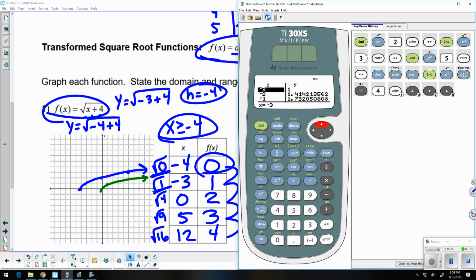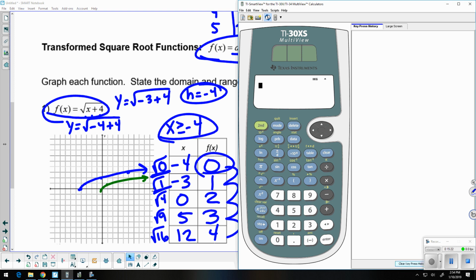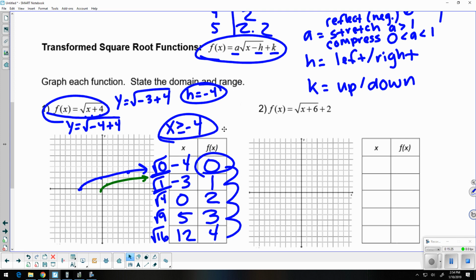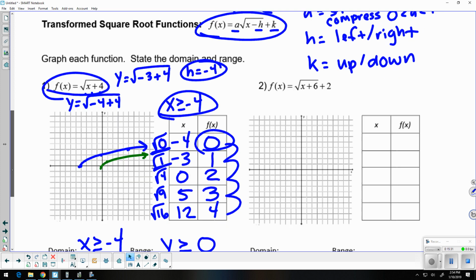So I just want to show you guys that so you know how to use your table and your calculator. And hopefully you guys believe me now when I say that it's undefined. It does not go in both directions. Okay, so for number 2, the next one.